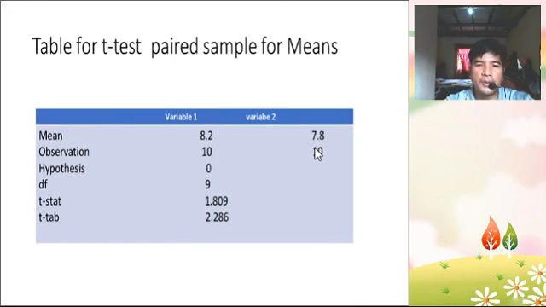They are both 10, because the participants are the same, equal to 10. Then the hypothesis is 0. The degrees of freedom a while ago is 9. The computed T-stat is 1.809. And the T in the table is 2.262. Okay, so this is the table for T-test, paired sample for means.